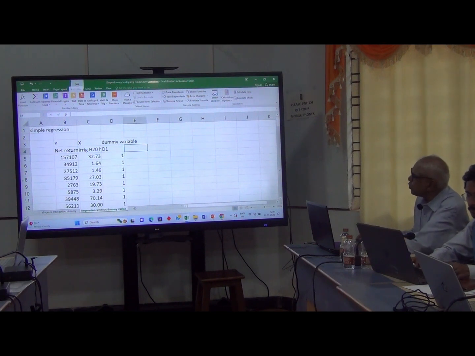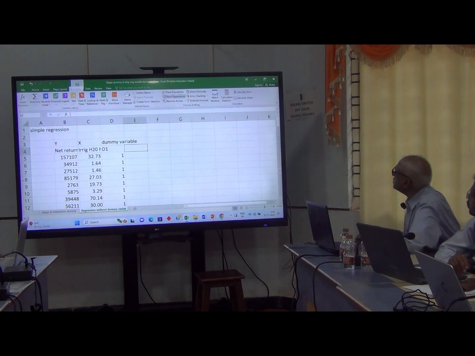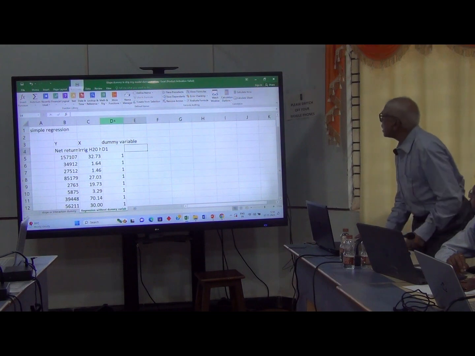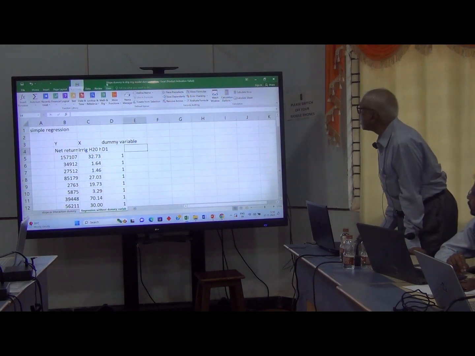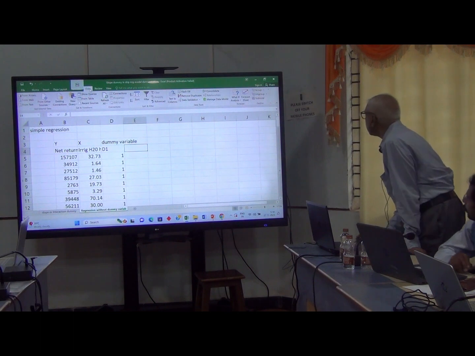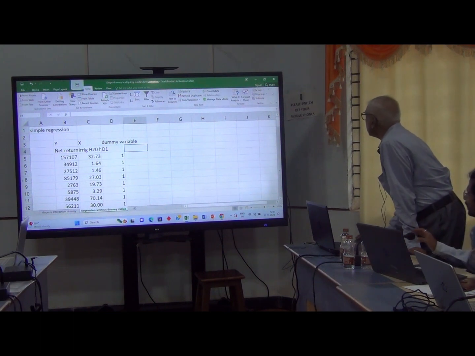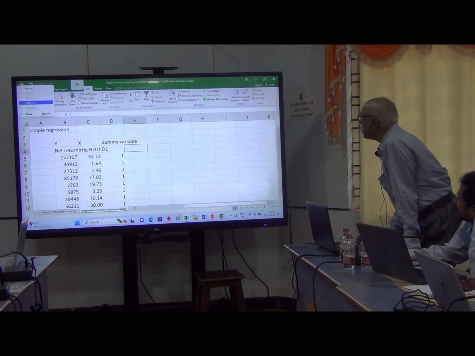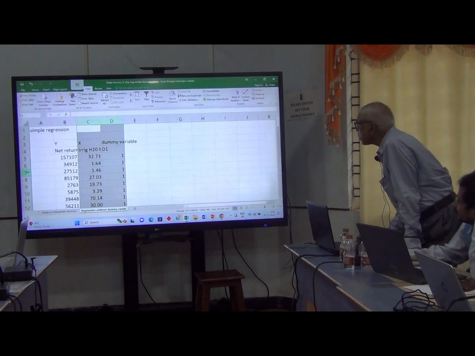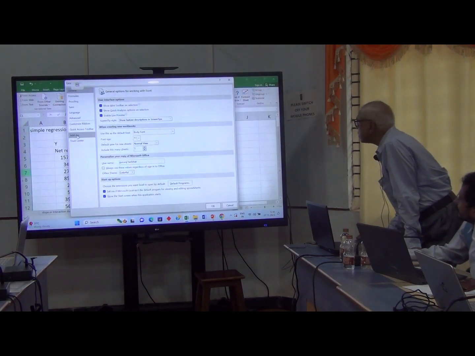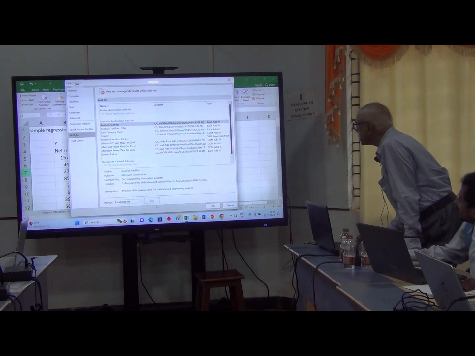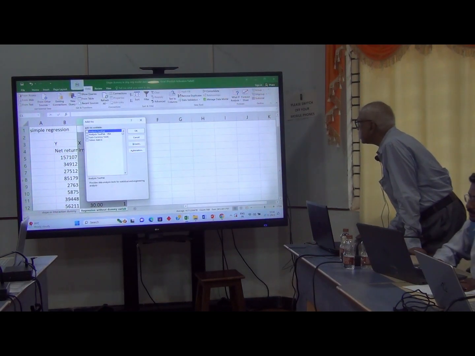Before that, I want to know how much is the relationship between Y and X. So I go to regression. In Excel, under Data, you get Data Analysis. You don't have this one? Go to File, Options, Add-ins. All of you know. Go.